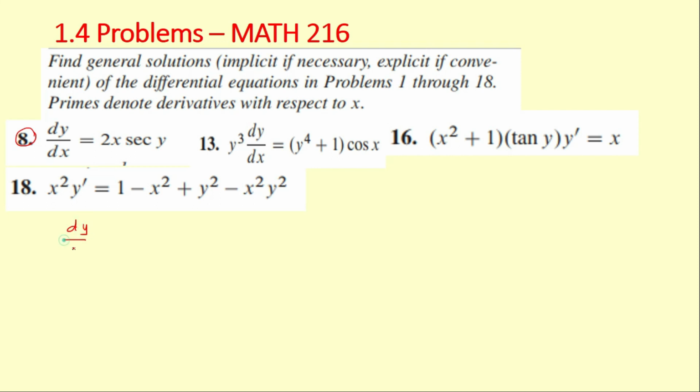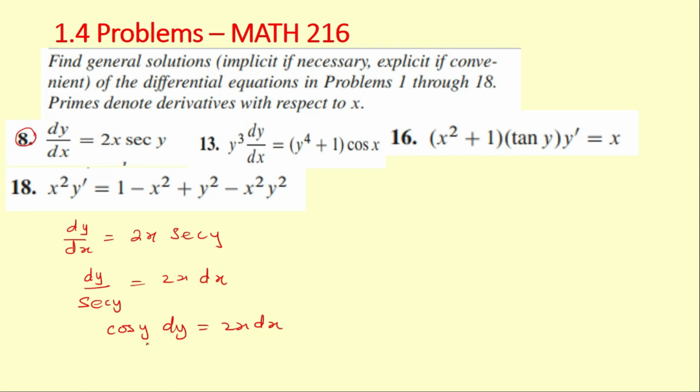dy over dx is equal to 2x secant y. Let's solve it by the variable separable method. Club all y on one side and the variable x on the other side. So this is going to be dy over secant y. You are dividing by secant y on both sides and multiplying by dx on both sides. It will be 2x dx. And on the left hand side 1 over secant y is cosine y dy, which equals 2x dx on the other side.